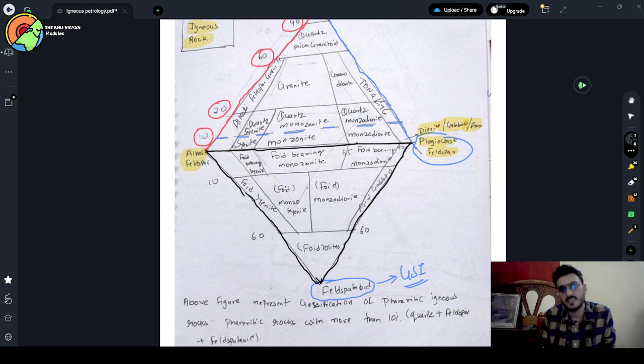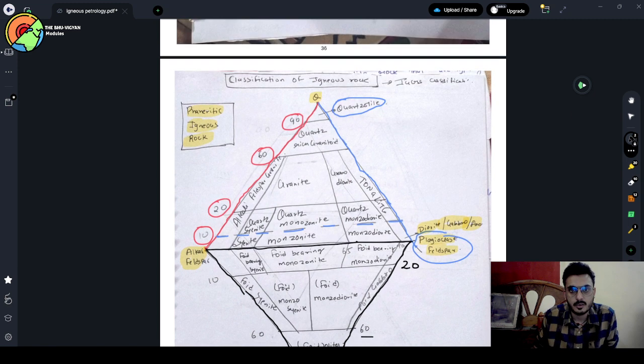This one is our feldspathoid. Here 60% feldspathoid is there, and here 20% feldspathoid will be there. Now if you see the rocks which are forming here, you have a tonalite. Tonalite has a high amount of plagioclase feldspar. Here we have a granite. Granite has an intermediate composition of alkali feldspar and plagioclase. It also has quartz, 60 to 20% quartz is there.